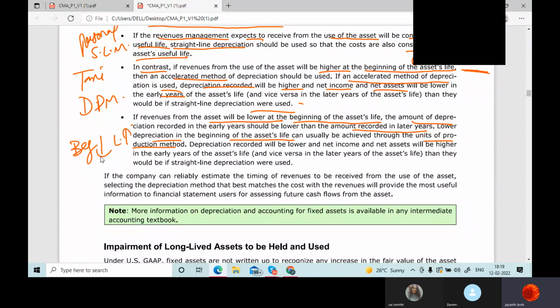So when depreciation is less in the beginning years, your income would be more, and in the later years your income will be less. And what is the method we are using for that? Units of production method. That means based upon the number of units you're producing, your asset or your machine would be depreciated.